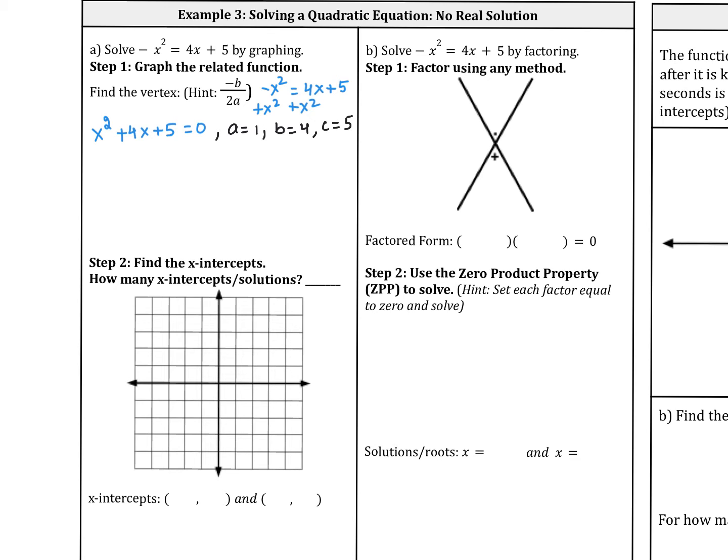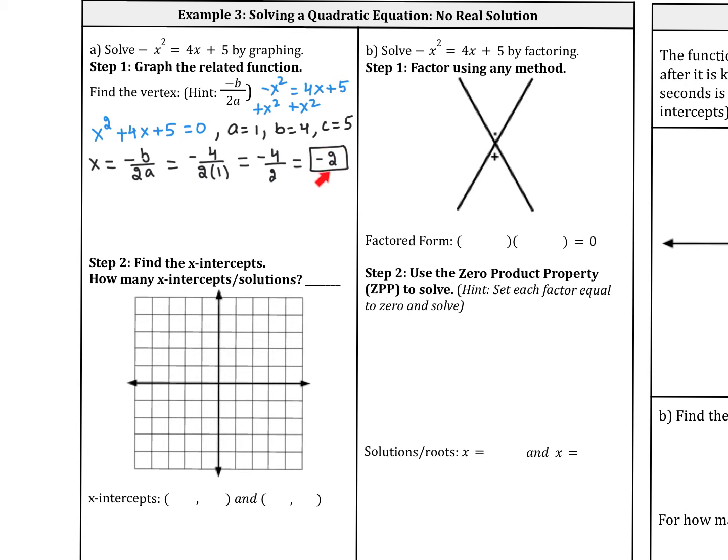To find the vertex, first of all, we are going to use the formula x equals negative b over 2a to find the x value. And then we are going to use this x value to find y. So this x value is negative 4 over 2, that is negative 2. So the axis of symmetry, or x value, is negative 2.